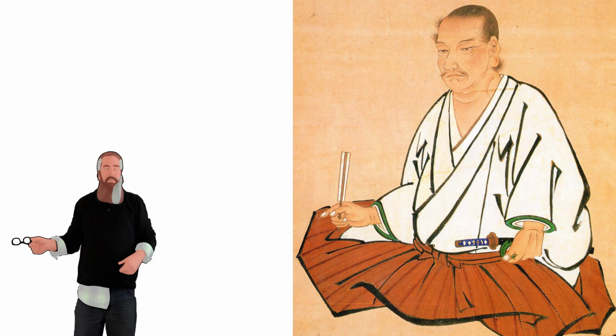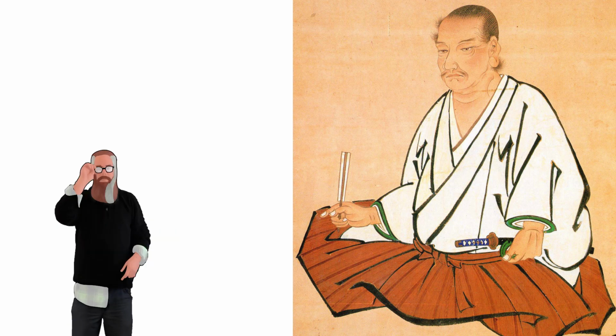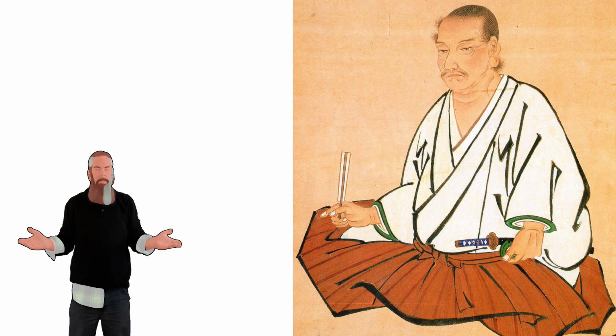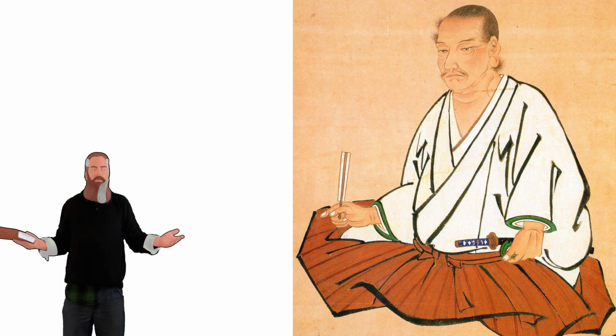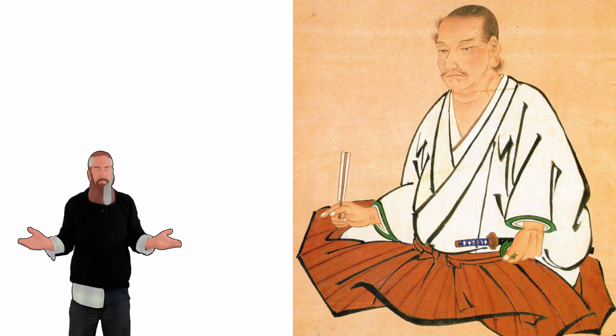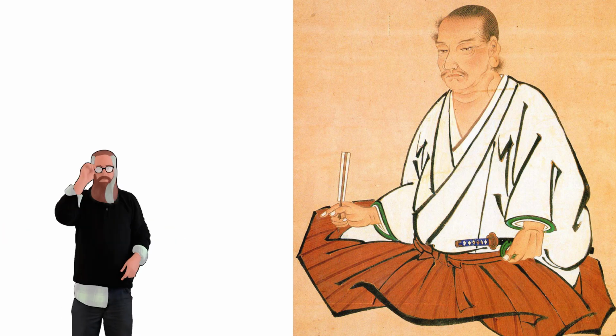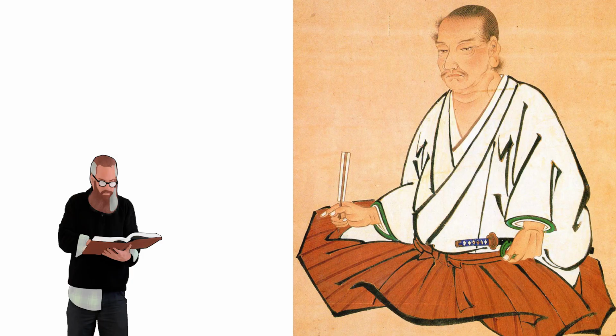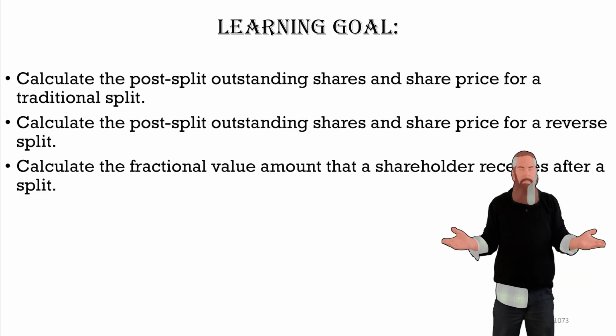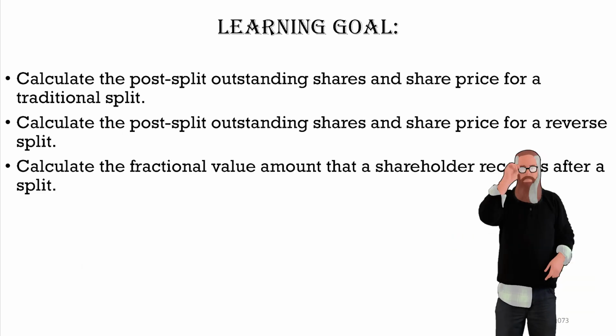It was Japanese samurai, artist, and strategist Miyamoto Musashi who said, "Perception is strong and sight is weak. In strategy, it is important to see distant things as if they were close and take a distant view of close things." In this lesson, we're going to calculate the post-split outstanding shares and share price for a traditional split.